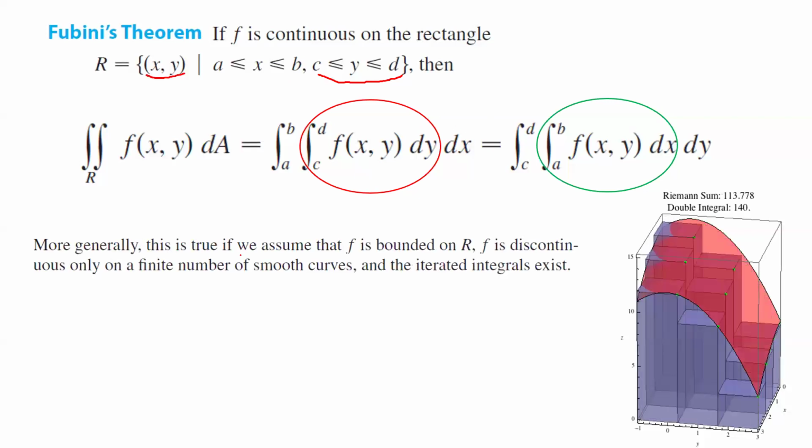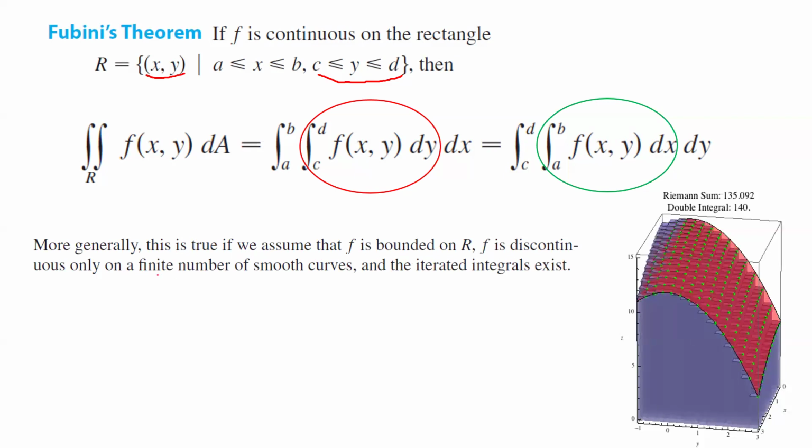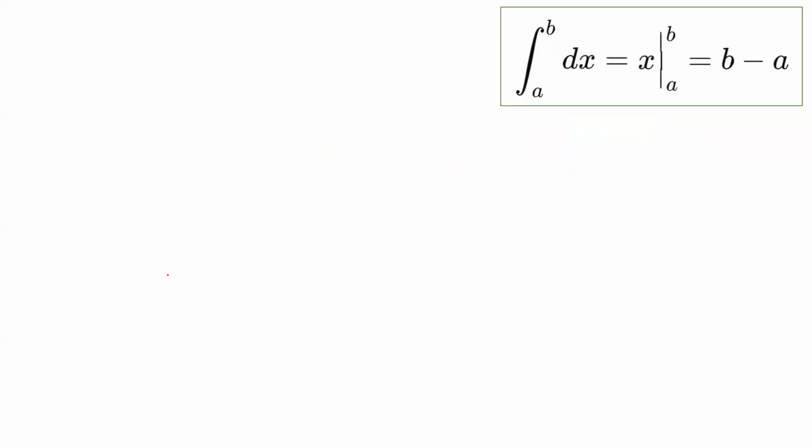More generally, this is true if we assume that f is bounded on R, f is discontinuous only on a finite number of smooth curves, and the iterated integrals exist. Let's take a look at a couple of examples. Remember from elementary calculus, the definite integral of dx is x, ranging from a to b, which is b minus a. In this example, I ask you to calculate the iterated integral of 1 dy dx.